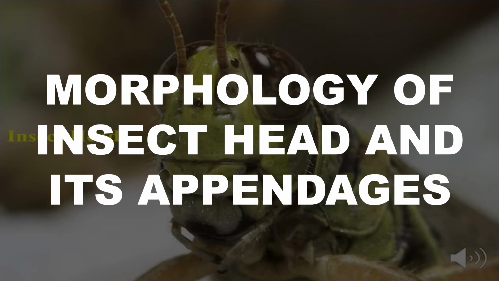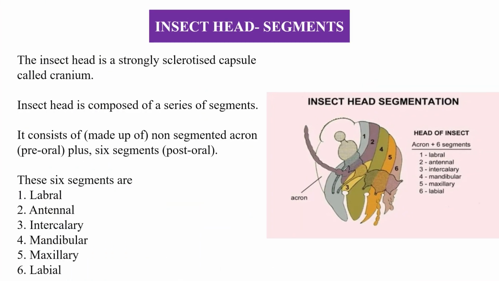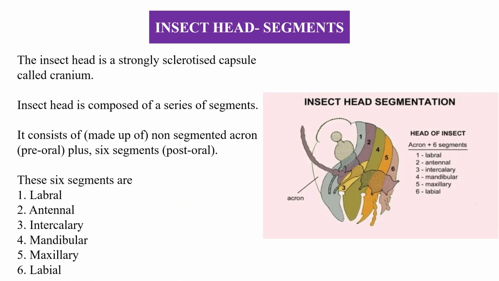In this class, we are going to discuss the morphology of the insect head and its appendages. Insect head segments. The insect head is a strongly sclerotized capsule called the cranium. The insect head is composed of a series of segments. It consists of a non-segmented acron, preoral, plus 6 segments, postoral.